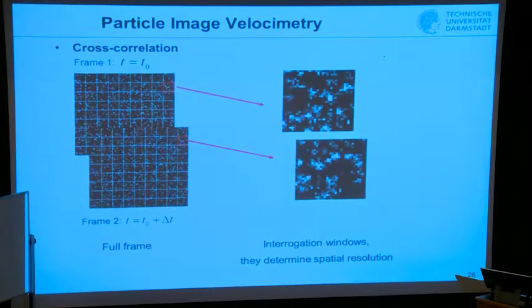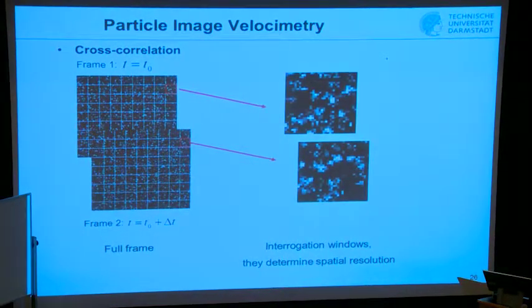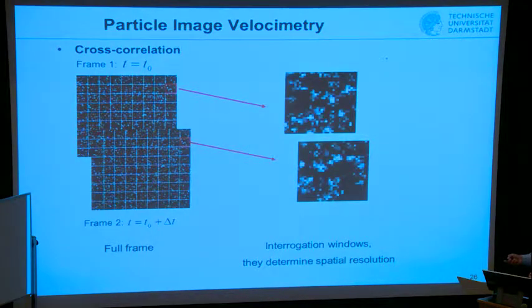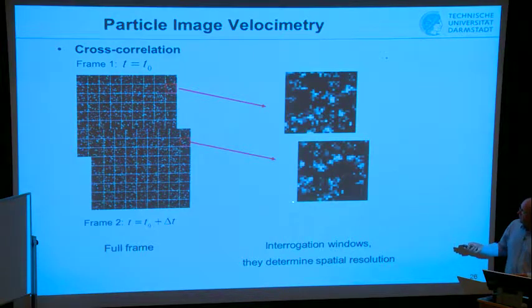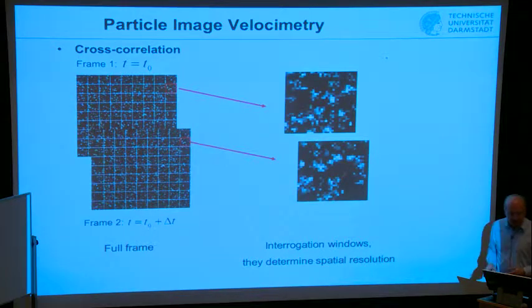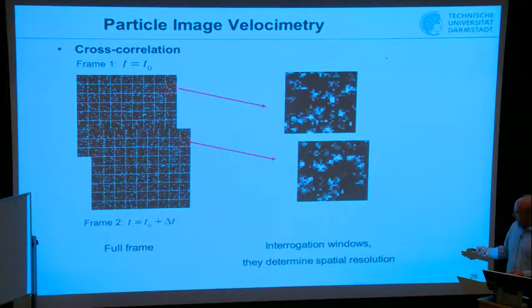About the cross-correlation, with some more words. Here we see an example of the two exposures at T and T plus delta T. Superimposed, you see the interrogation volumes. Two of them at these two times are extracted over here. And as I already said, the size of these volumes determines your spatial resolution. So typically you have on the order of, let's say, 32 by 32 pixels, which is very often used, or 16 by 16 pixels. And it depends on your magnification what that corresponds to in the spatial domain.